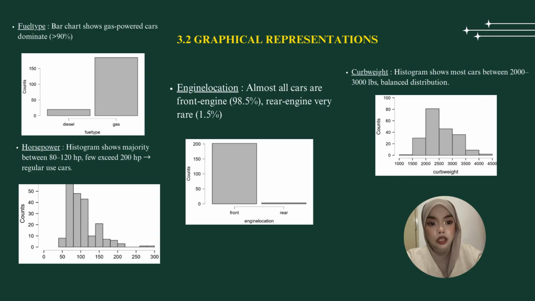For horsepower, the histogram illustrates that the majority of cars have horsepower values between 18 to 120. The average horsepower is 104 with a minimum of 48 and a maximum of 288. This suggests that most cars are good for regular use rather than high performance, as only a small number exceed 200 horsepower.